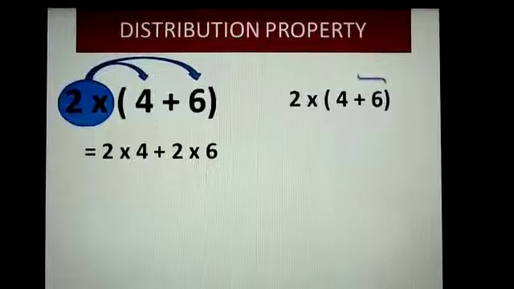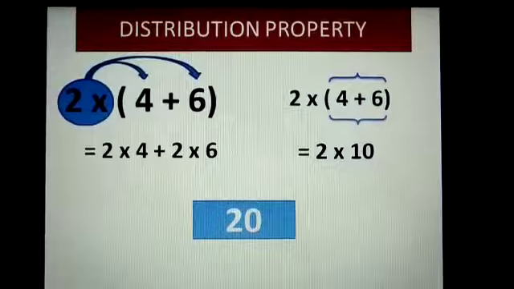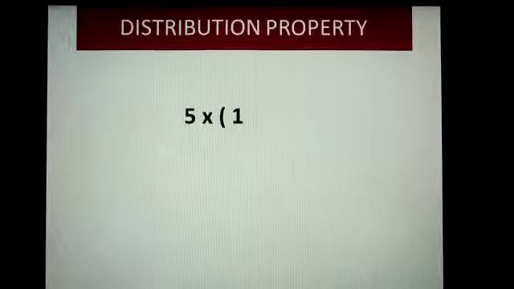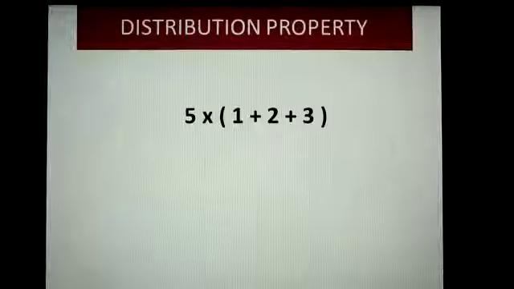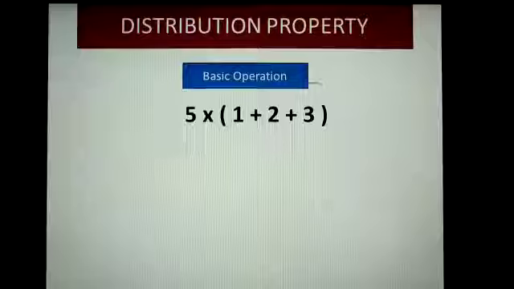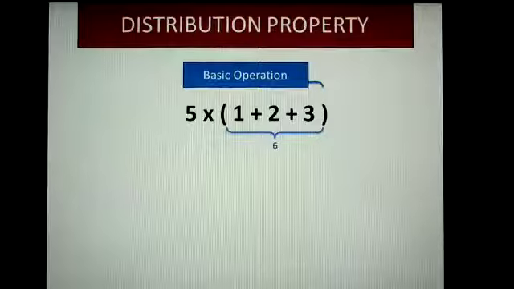If you calculate what is in the group first and then multiply, it works no matter how many members are in the group. For example, we have to multiply 5 by the group 1 plus 2 plus 3. Again, let us try simplifying this both the ways. In the first way, we start by simplifying what is in the group. 1 plus 2 plus 3 is equal to 6, and then we multiply 5 times 6, which gives us 30.